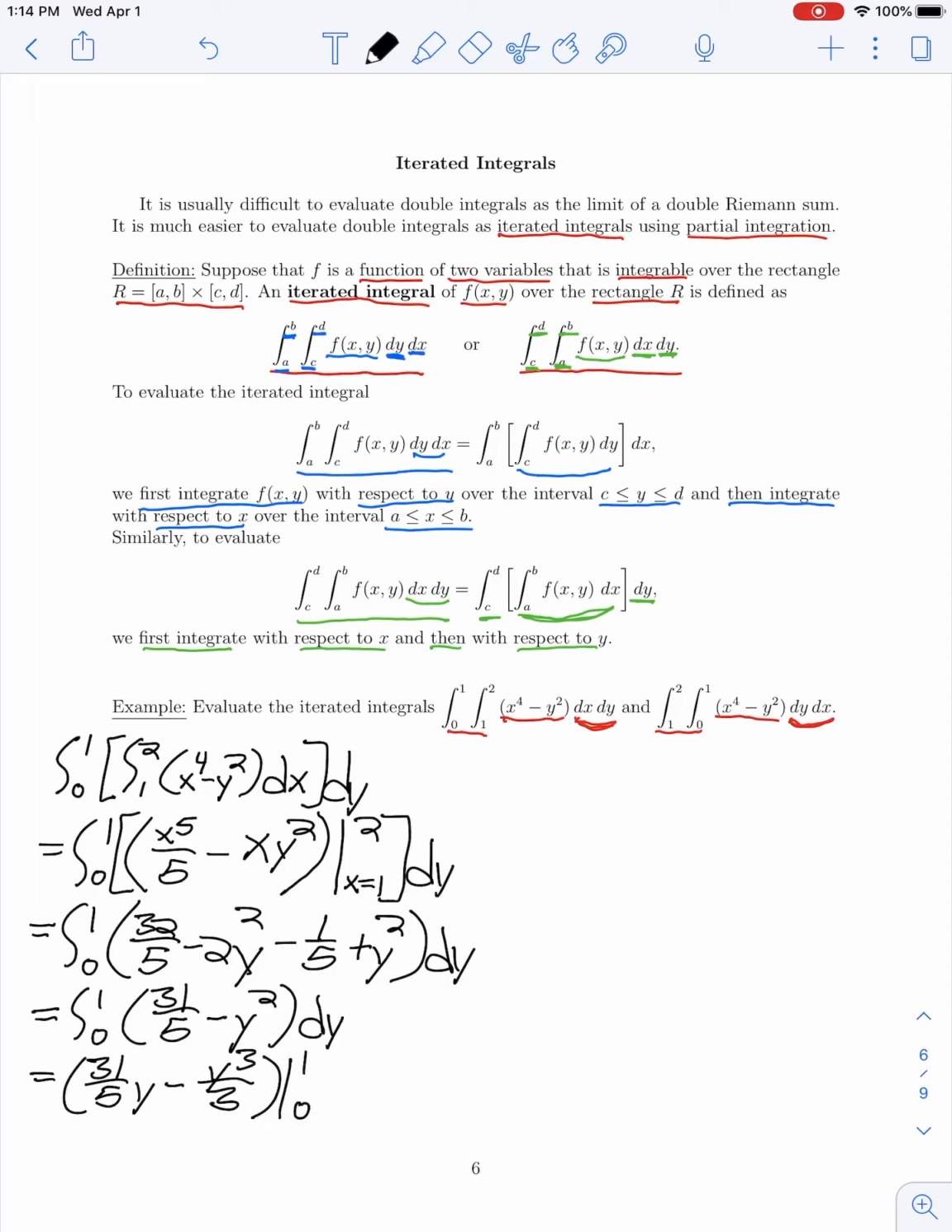So the antiderivative of this function is then 31 over 5 times y minus y cubed over 3. And we're evaluating from y equals 0 to 1.